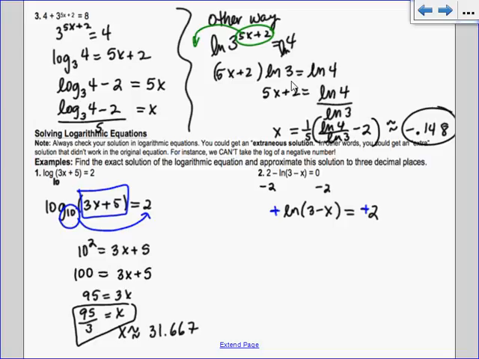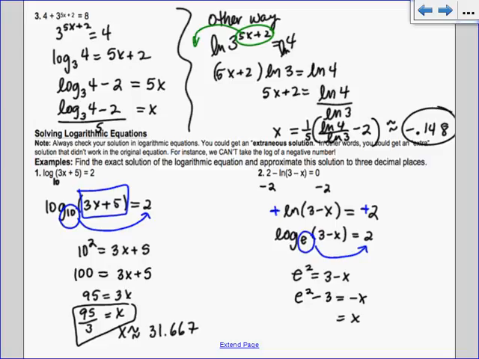All right, so what this really is is log base e. Sometimes in Algebra 2, you liked writing it as log base e so you could see what you needed when you switched forms. So if you want to do that, that's fine. When you switch forms, you have e to the 2 equals 3 minus x. So we have e squared minus 3 equals negative x. So x equals negative e squared plus 3, so I'm going to write it as 3 minus e squared. So that's my exact form of the answer.